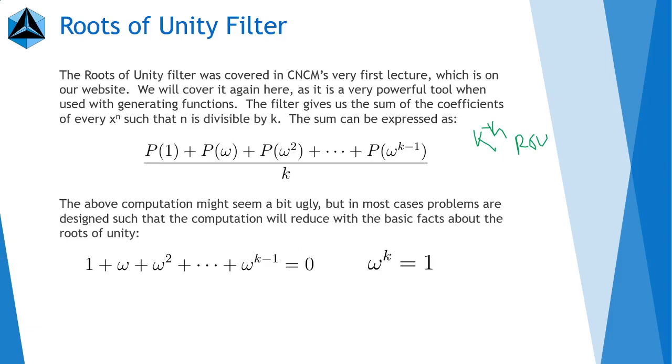That is, 1 plus omega plus omega squared, and so on to omega to the k minus 1, basically the sum of all the roots of unity except omega to the kth power, is equal to 0, and omega to the kth power itself is equal to 1. This can reduce your computation greatly. So we'll cover a basic example to show this in action.